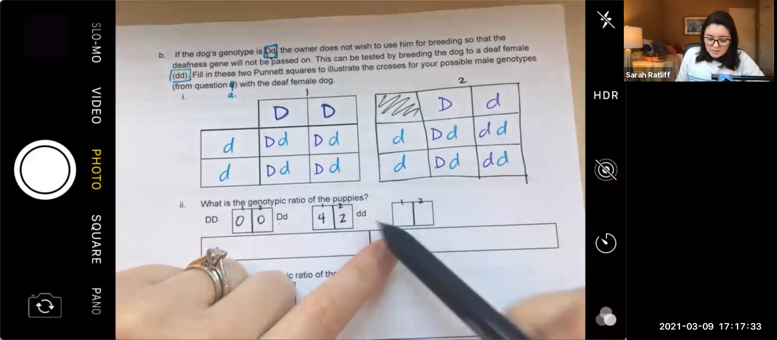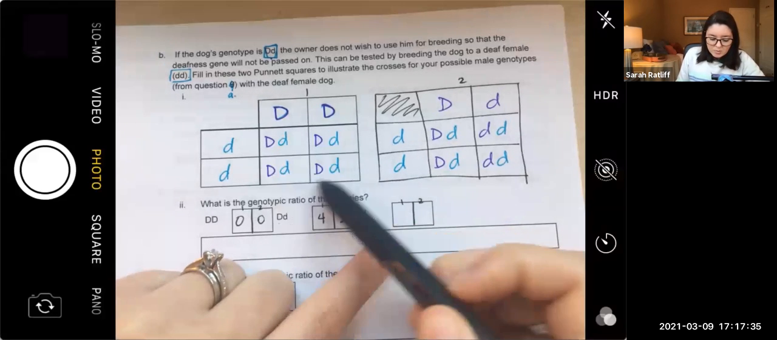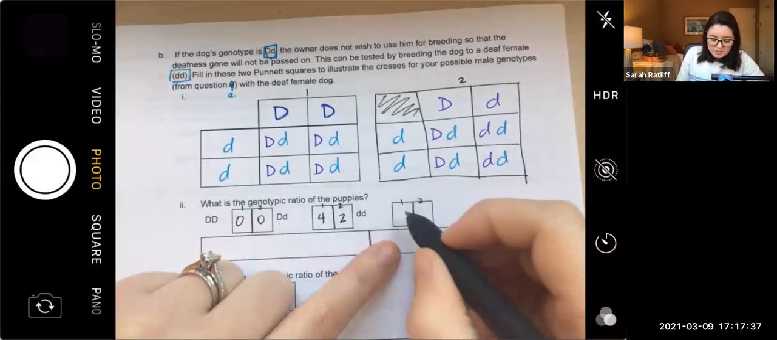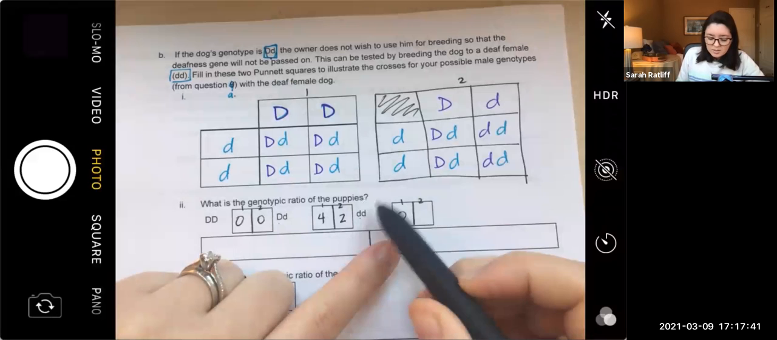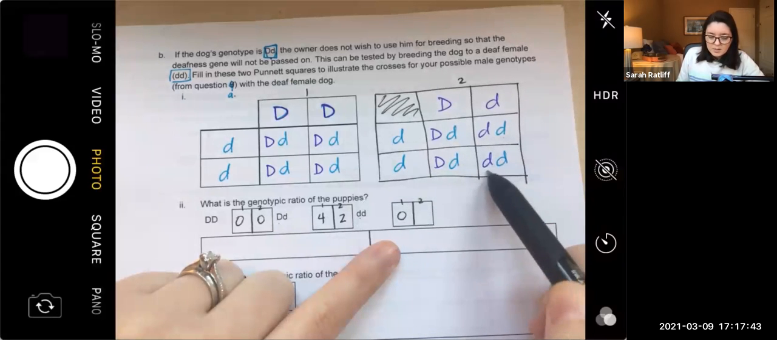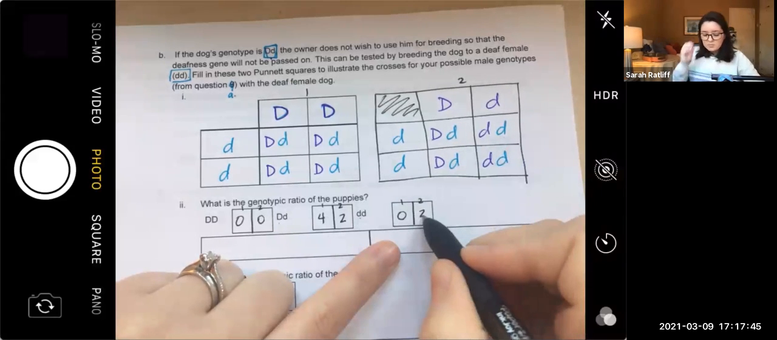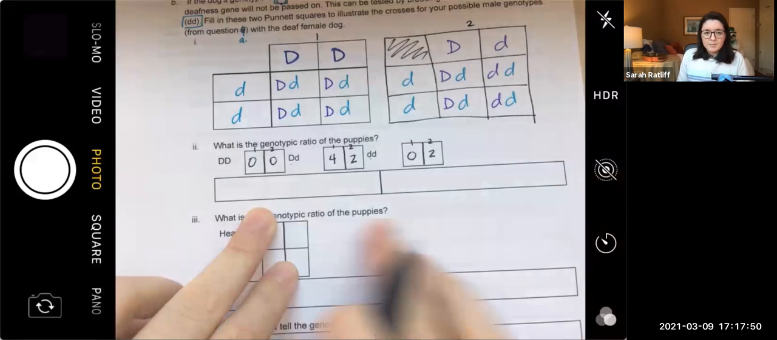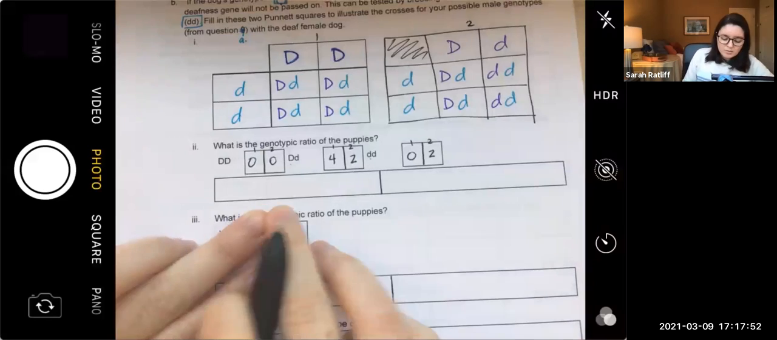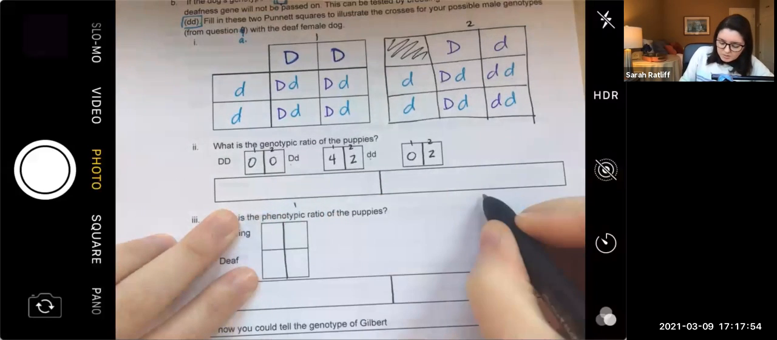Now, what about these little d's? Well, in Punnett Square 1, we found out all 4 of them were heterozygous, so we know there's not going to be any there. So we're looking for more little d. Look at that. We got 2 of those there. Great. Now we're going to have to write it out. So for Punnett Square 1, again, we'll do 1, Punnett Square 2.